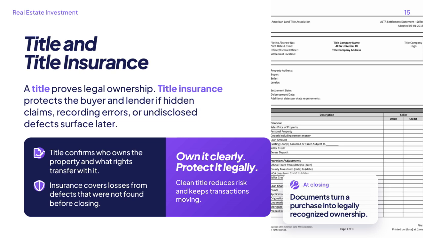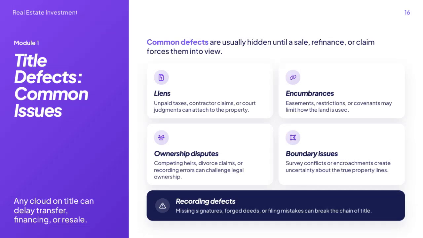Let's talk about common title defects, which can cause delays or complications in property transactions like transfers, financing, or resales. Any cloud on the title, they call it a title defect, can be a significant issue. Often, these defects remain hidden until there's a sale, refinancing, or an insurance claim, at which point they come to light and can create major headaches. One common problem is liens.